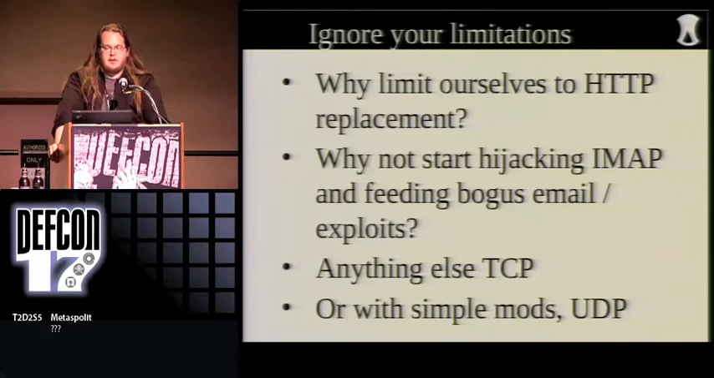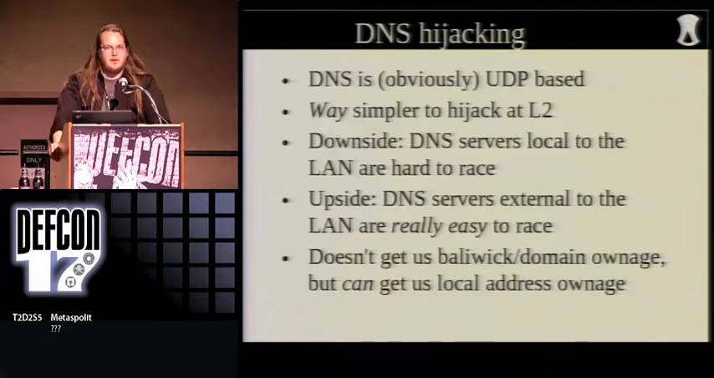But why limit us to just HTTP? We could hijack IMAP and replace email. Anything else TCP? Or, why not do UDP? DNS is UDP. That's convenient. It's way simpler than TCP. Downside is right now the code I've got can't reliably win the race against DNS servers that are on the LAN with you. But if your DNS servers are beyond your gateway, it's really, really easy to win that race.